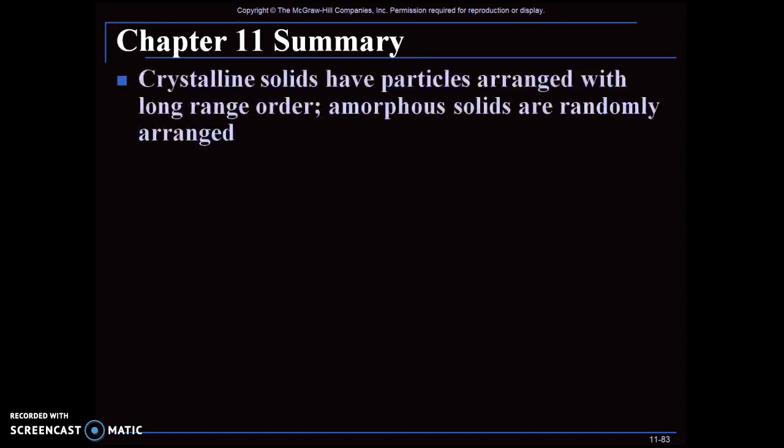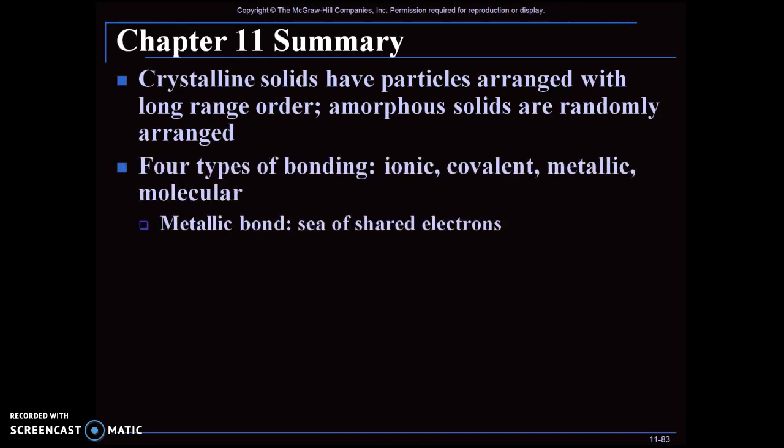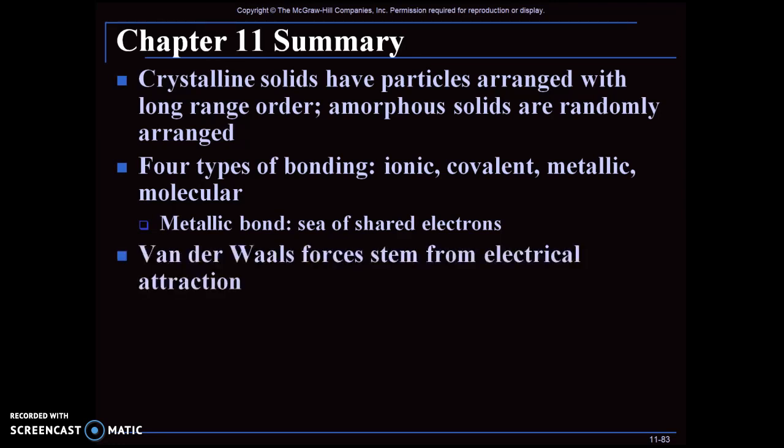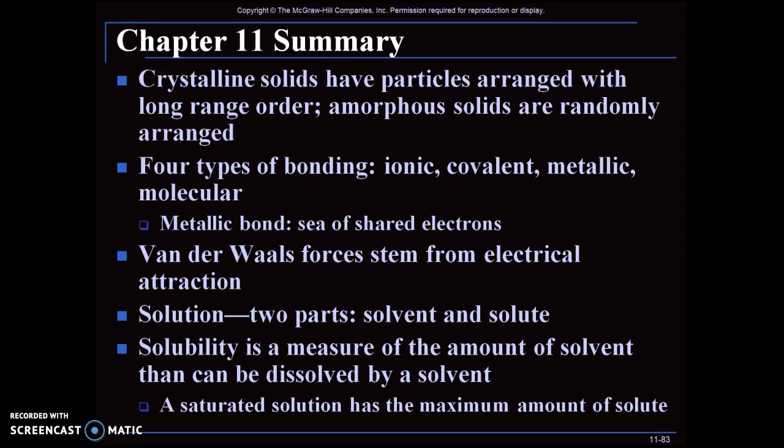Chapter 11 summary: crystalline solids have particles arranged with long range order. Amorphous solids are randomly arranged. There are 4 types of crystals. Crystalline materials are ionic and covalent, and they are formed by these bonds. Metallic bond is a sea of electrons. Van der Waals forces stem from electrical attraction. A solution has 2 parts, solvent and solute. Solubility is a measure of the amount of solute that can be dissolved by a solvent. A saturated solution has the maximum amount of solute.